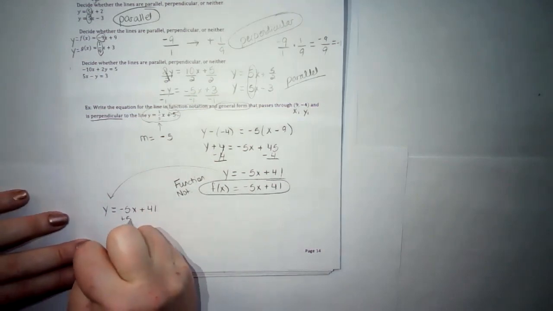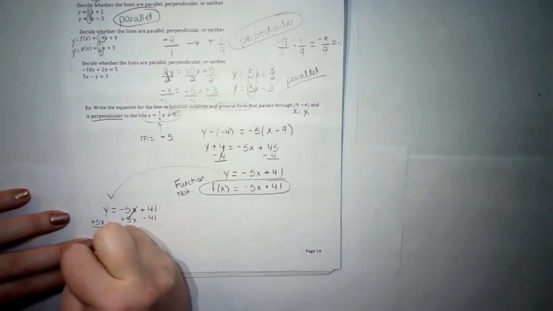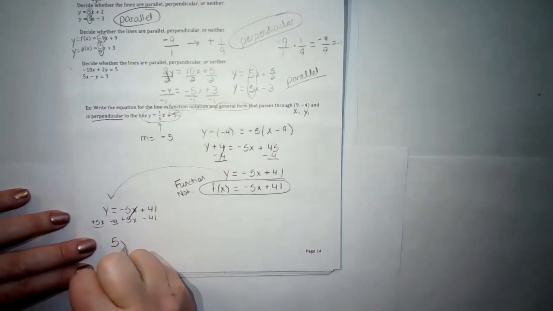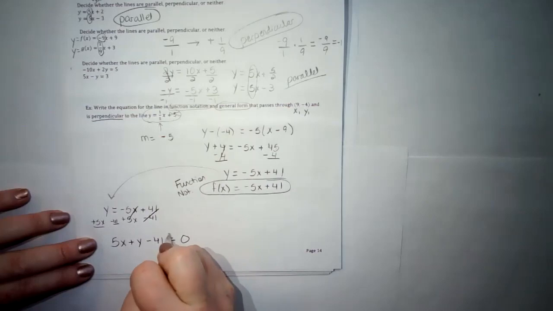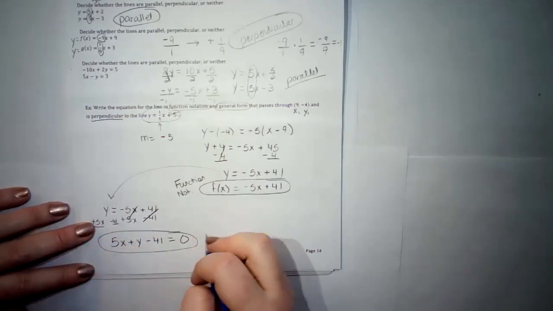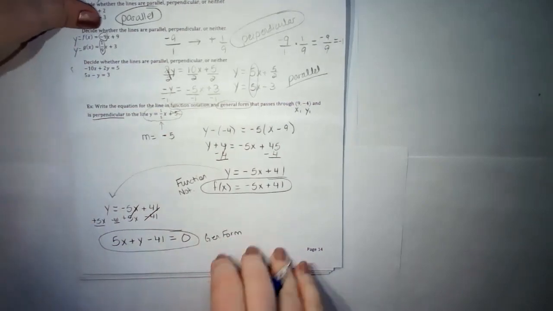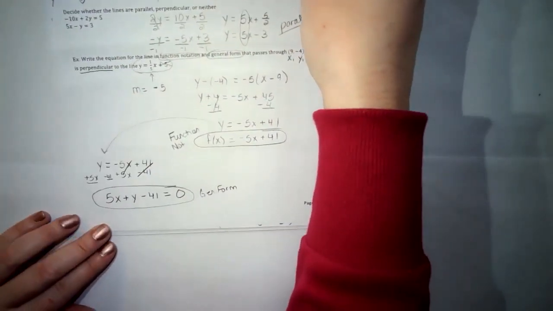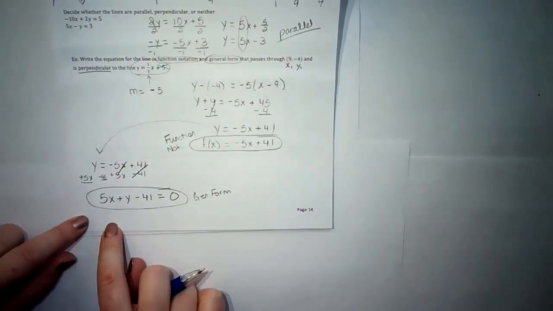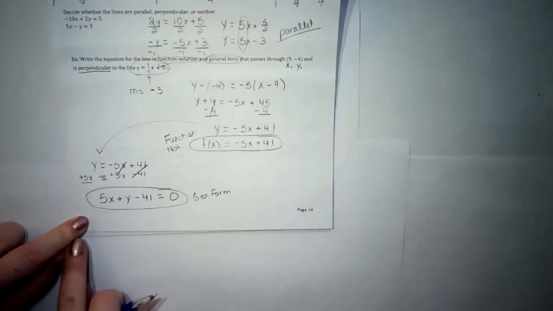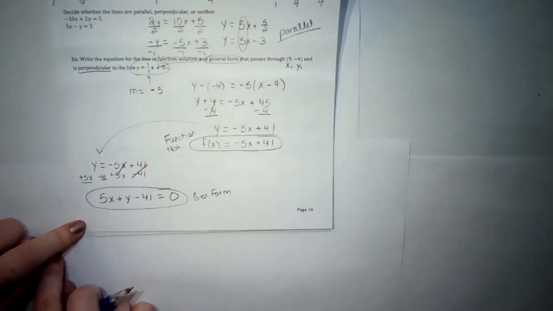So I'm going to add my 5x, and I'm going to subtract my 41. And I'm going to get 5x plus y minus 41 equals 0. And that is general form. Remember, general form means no fractions, and it means that the x term is positive, and it is. So I don't have to rearrange, I don't have to do anything. No fractions, and your x term is positive, so we're good.